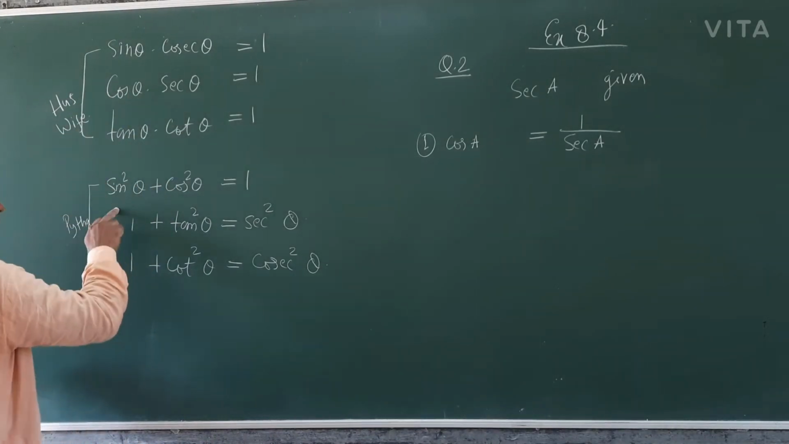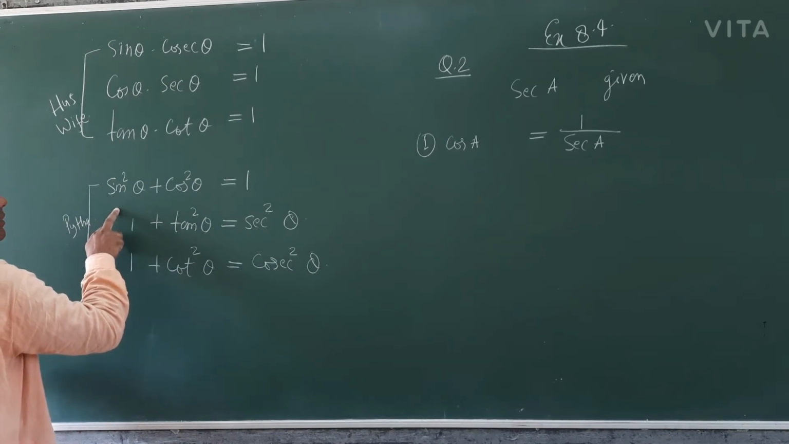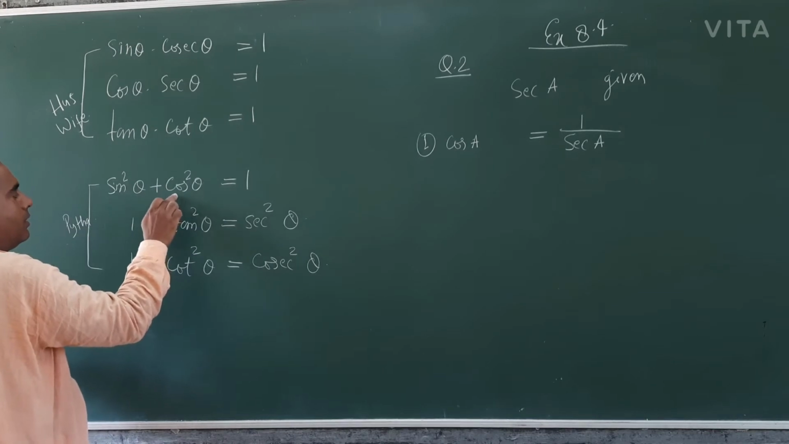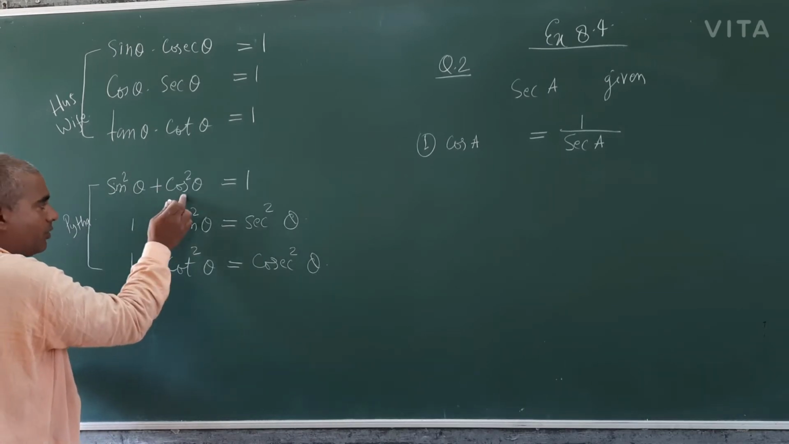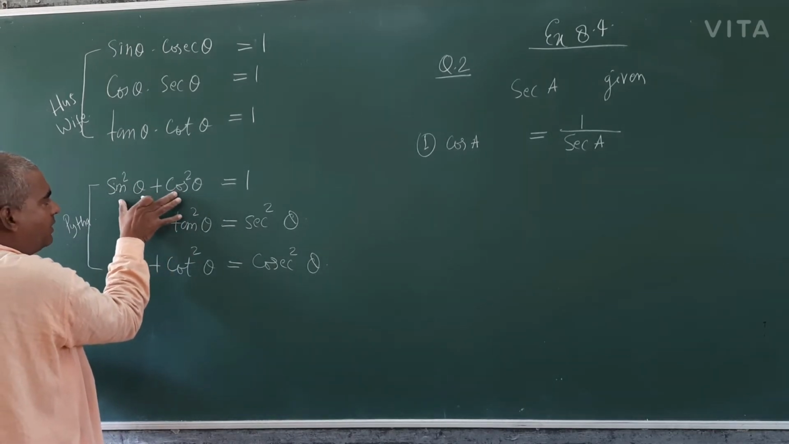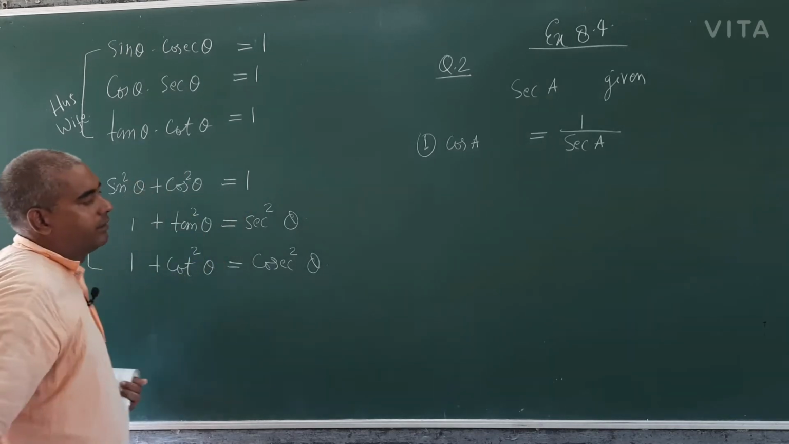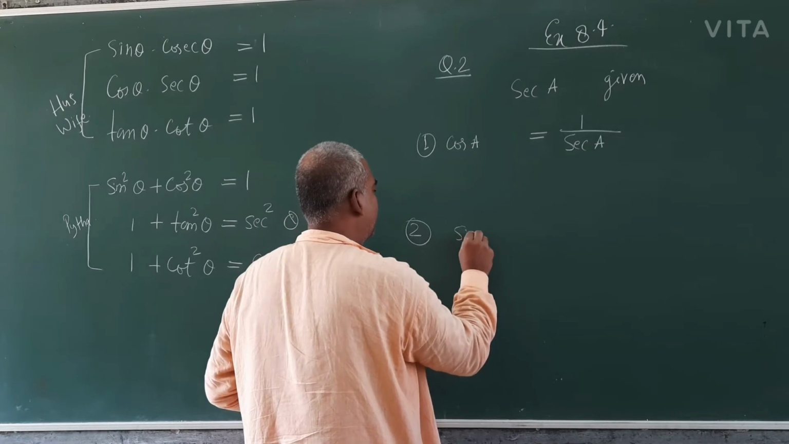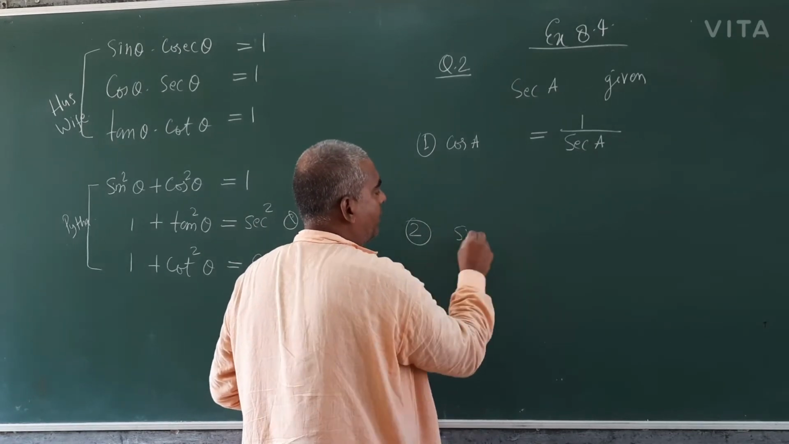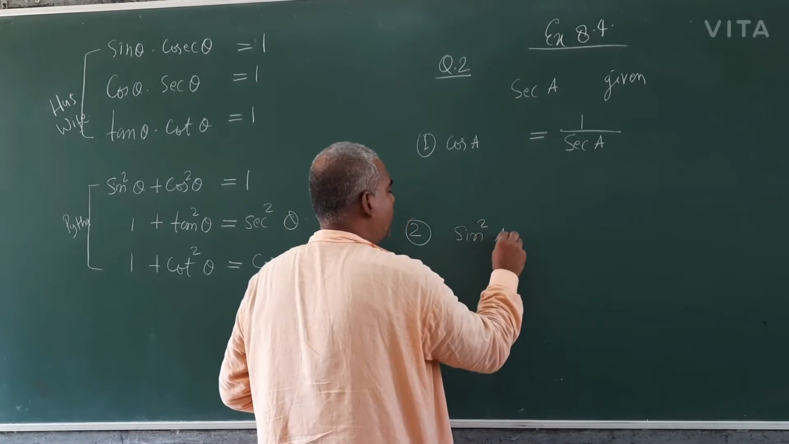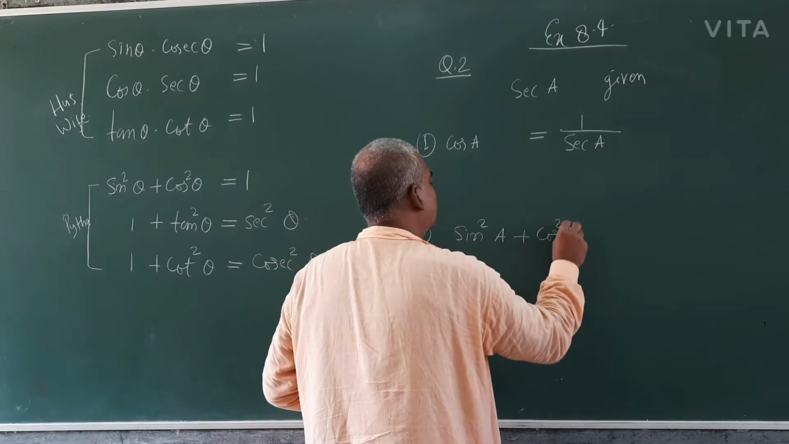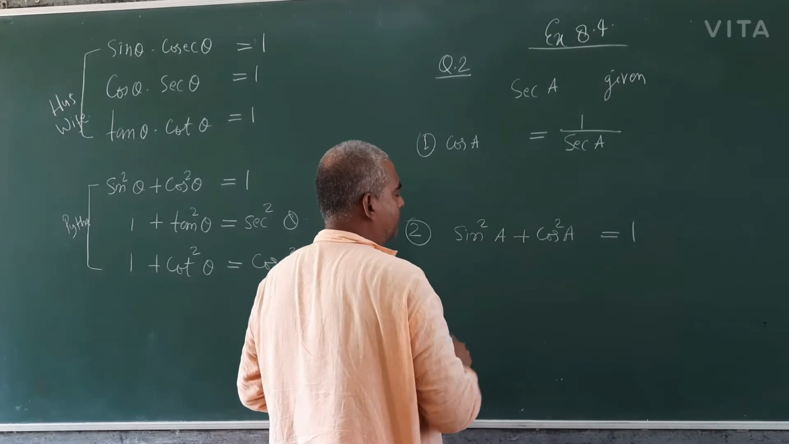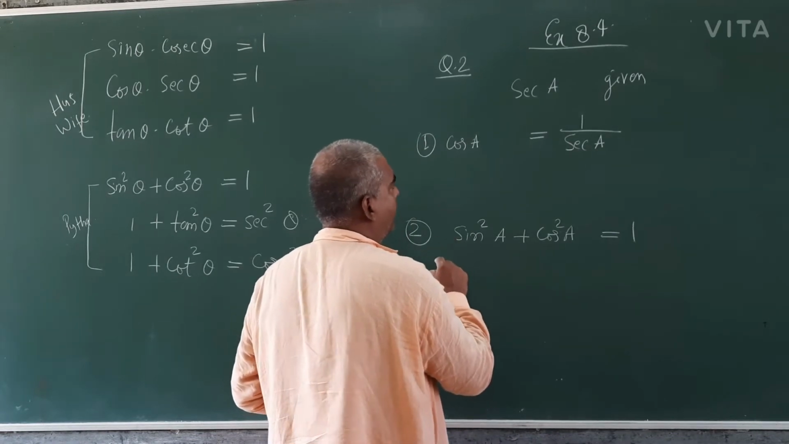Then come to this side: cos and sec. After that, once you have got cos, come to sin square theta plus cos square theta. With the help of this you can find the value of sin. Second, you find the cos square A. Sin square A plus cos square A is equal to 1. You have to find sin A.